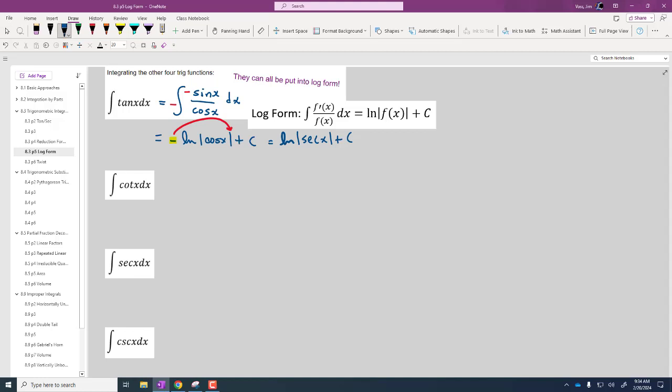So cotangent. We write cotangent. Again, let's write it in its sine and cosine equivalents. So here is the equivalent expression with sines and cosines. And how about that? Is that in log form? Does it have to be manipulated? Yeah, it's in log form instantly. Derivative of sine is cosine. So that's log form. And whenever we have log form, we get natural log absolute value of the denominator plus c.